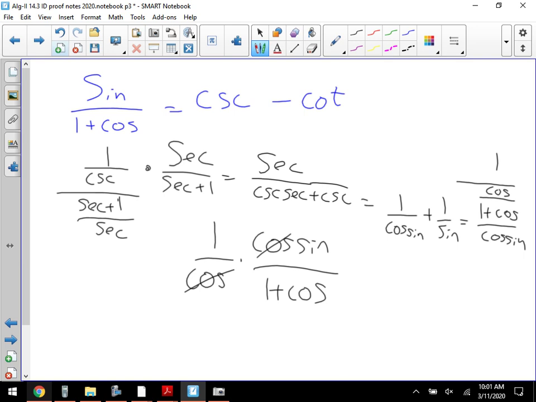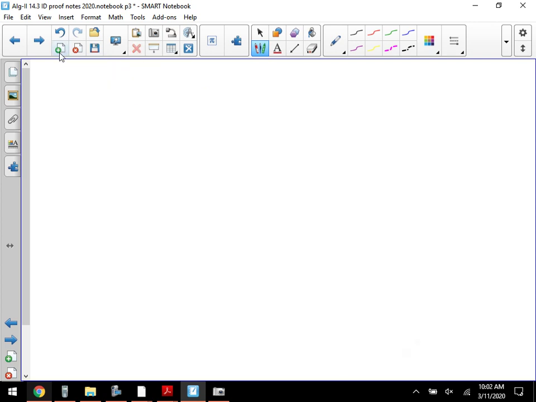You started back where you began. So when you have 1 over cosine sine plus 1 over sine, you get 1 plus cosine. Common denominator is cosine sine. This one has them both. This one needs a cosine. So here, I wound up with what we call the good old-fashioned infinite loop. I wound up where I began, and I said, oh, shucks. Let's try something different. Now, again, we need to make this cosecant minus cotangent. Yes. All right.